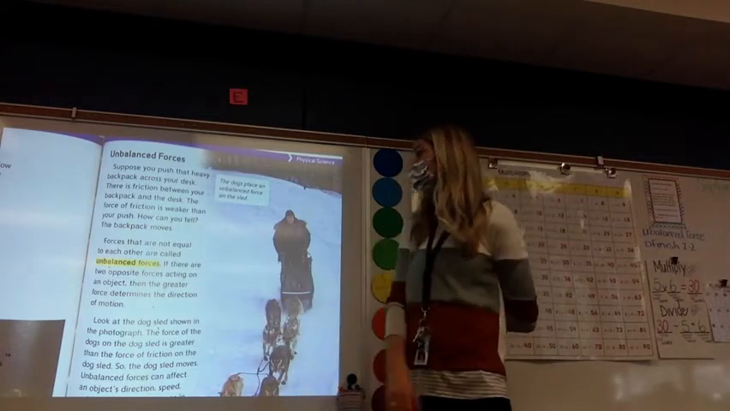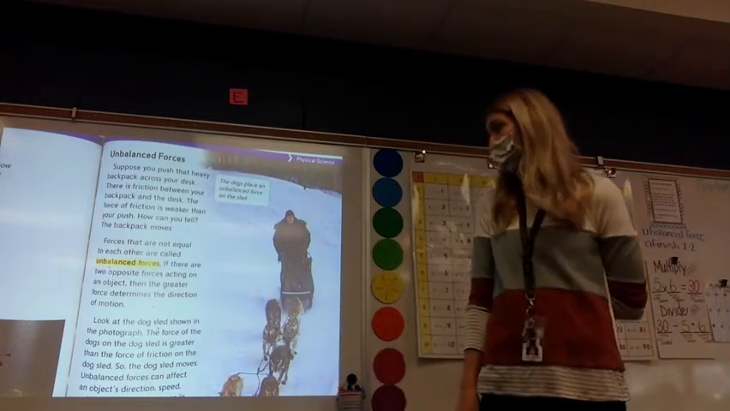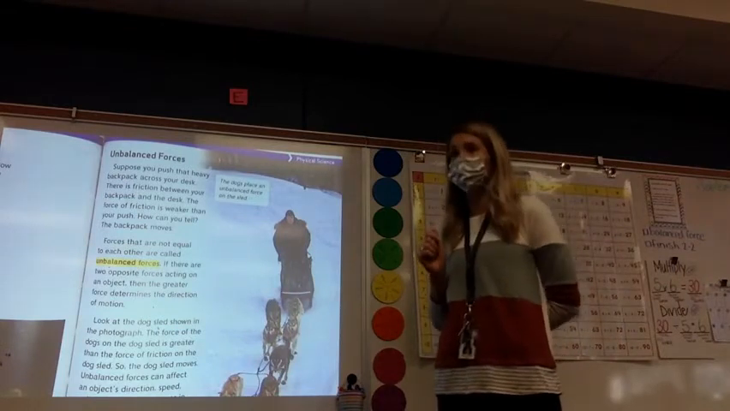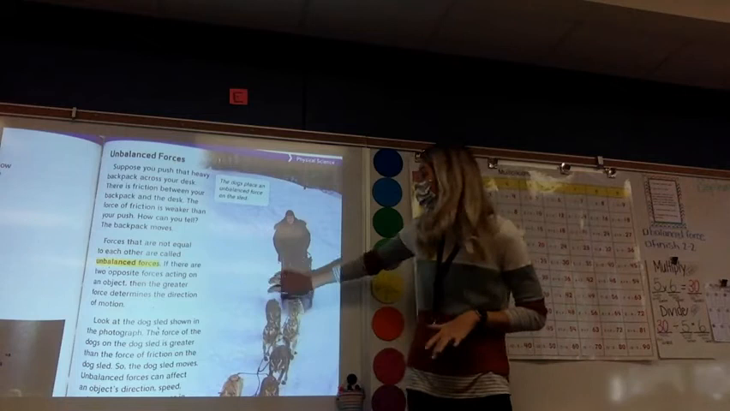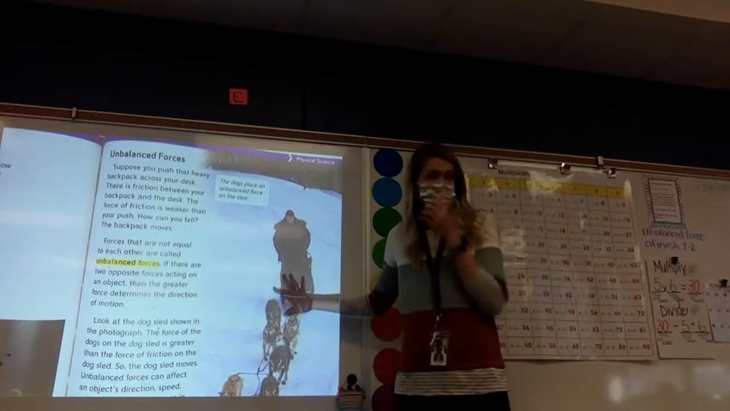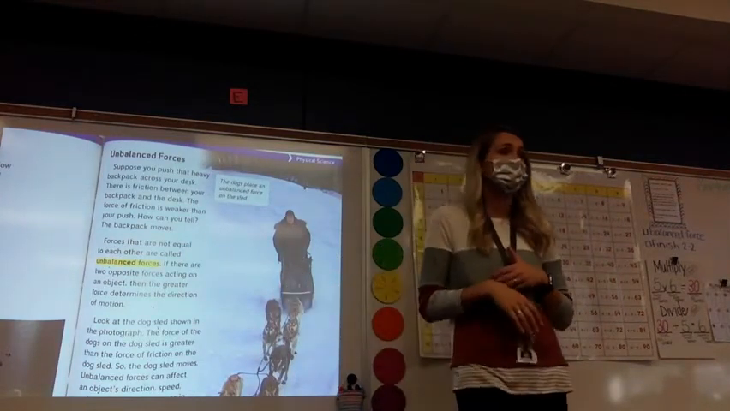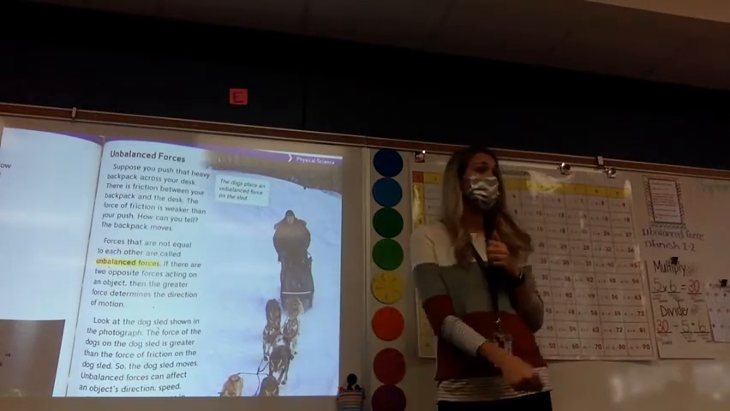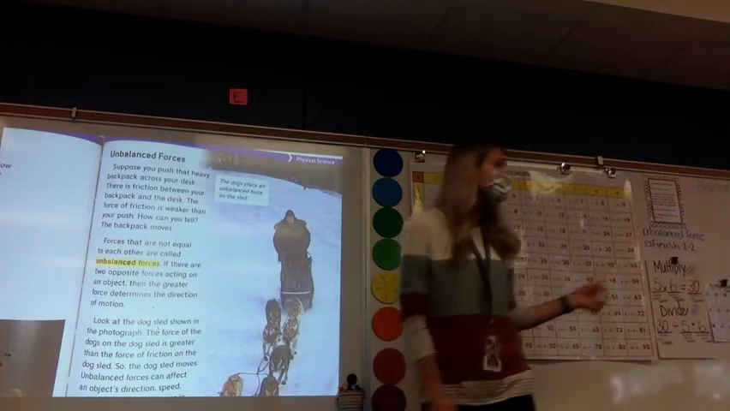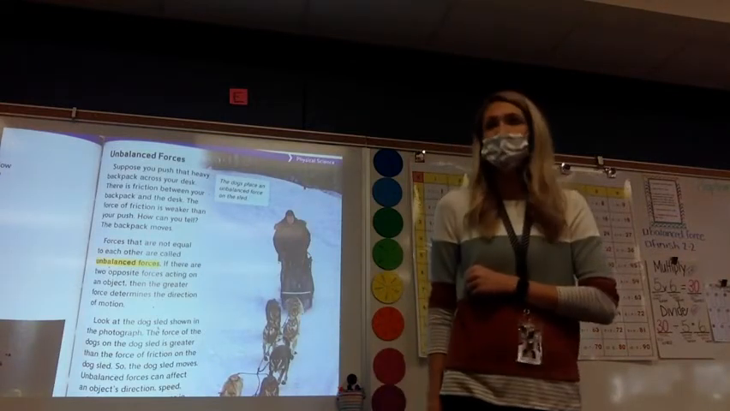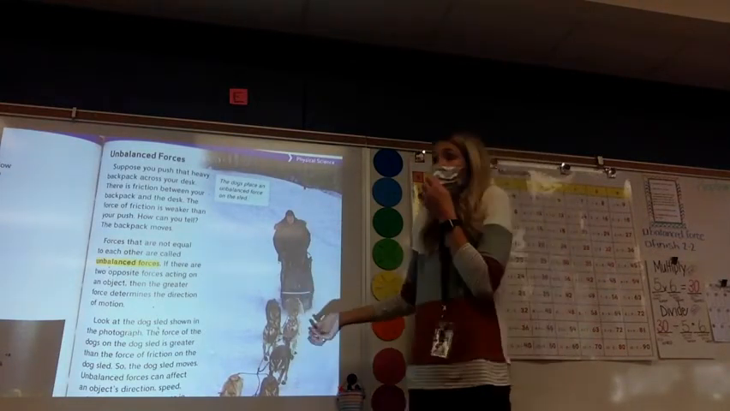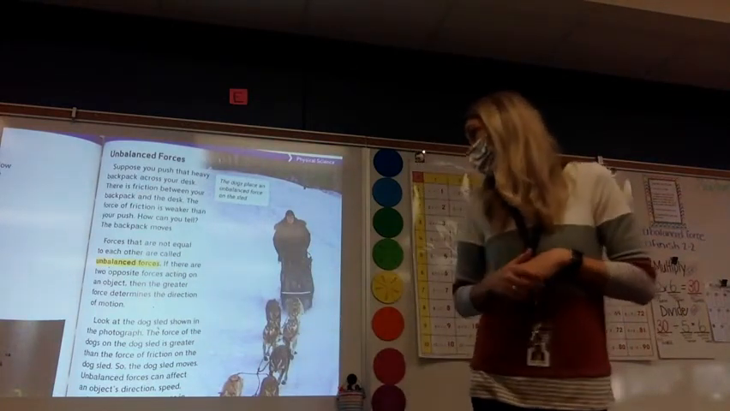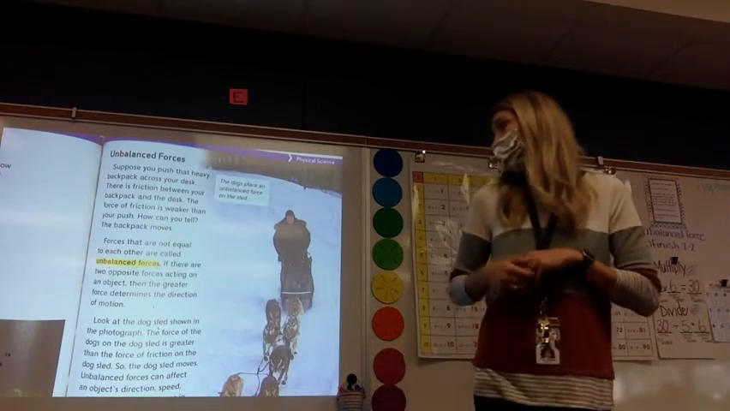Let's see. Look at the dog sled shown in the photograph. The force of the dogs on the dog sled is greater than the force of friction on the dog sled. So there's friction. This sled is sitting on snow, right? Especially depending on where that snow is, there could be a lot of friction or a little friction. But the force of these dogs pulling it is stronger. When they work together, they're able to pull it, and they're stronger than that friction. So the dog sled moves.